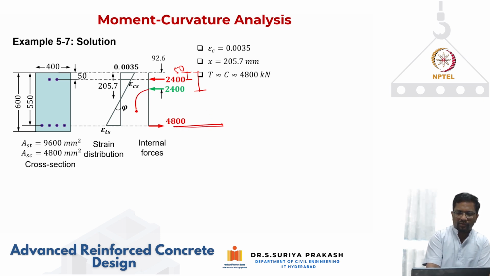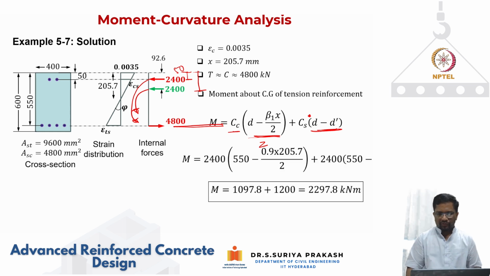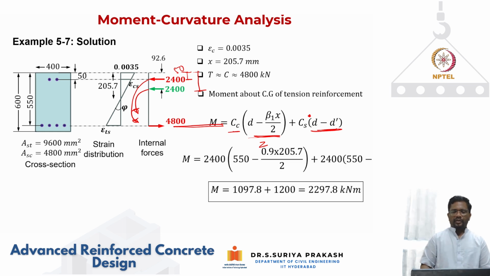This is going to act counterclockwise, and this is also going to act counterclockwise. So when you add all of them, Cc multiplied by d minus beta 1 xu by 2. This is your lever arm, and this is your lever arm. Now you have the forces, you get the moment, and you get it for the same section of 400 mm by 600 mm, by putting a compression steel of 4800 mm square.